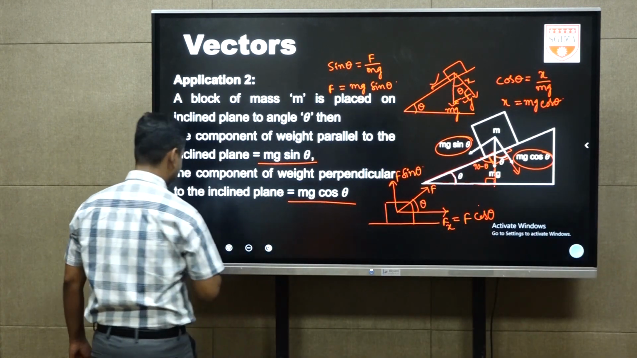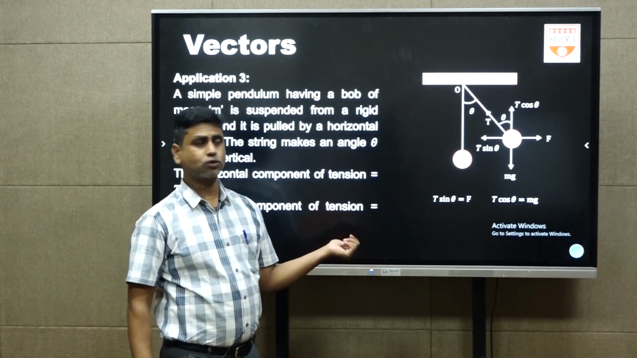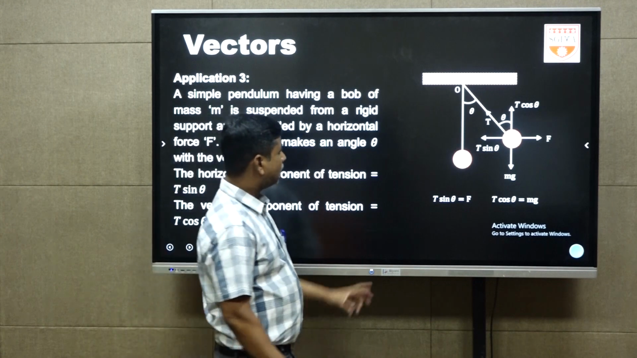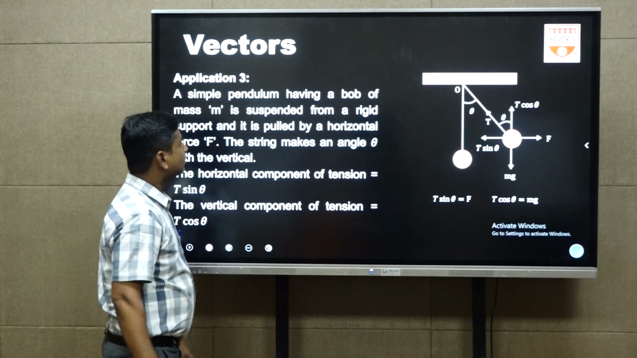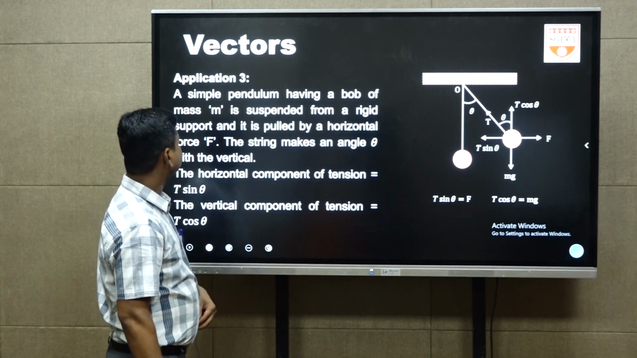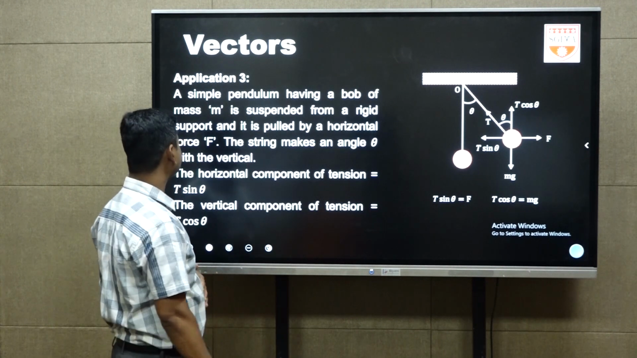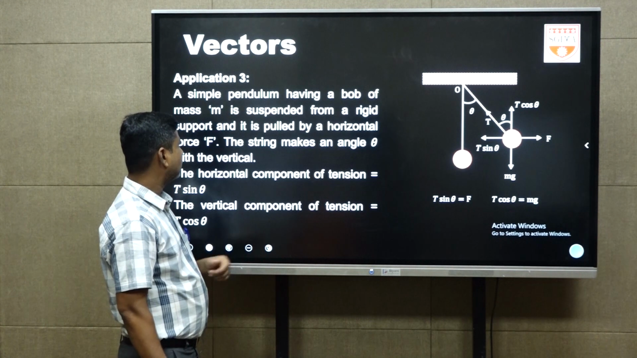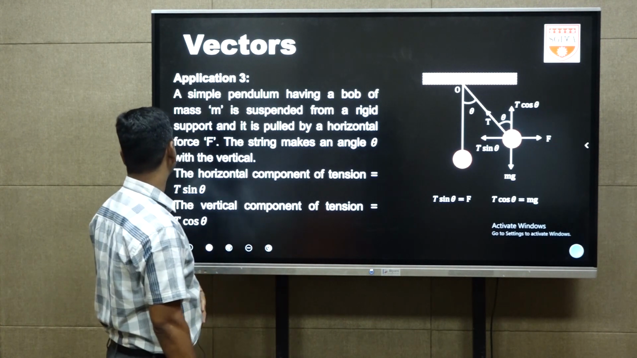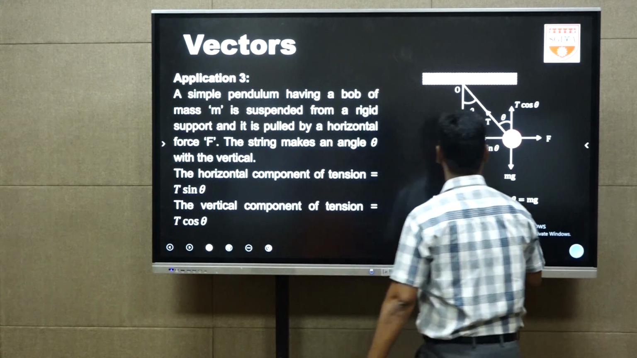Next, one more application. The horizontal case is completed, and the inclined plane case is also completed. The second one is a simple pendulum. A simple pendulum having a bob of mass m is suspended from a rigid support, and it is pulled by a horizontal force F. The string makes an angle theta with the vertical.